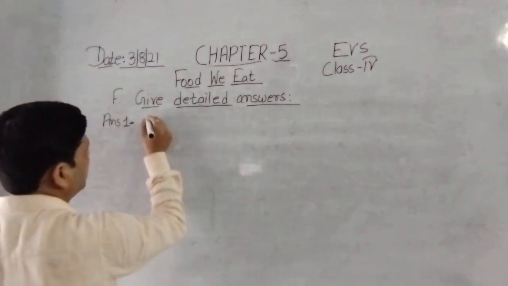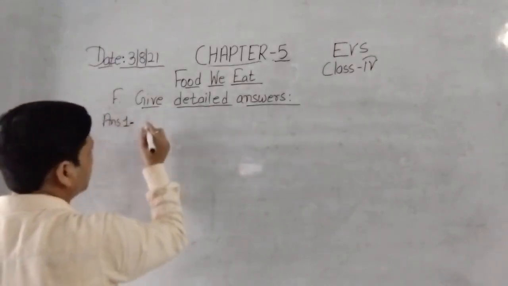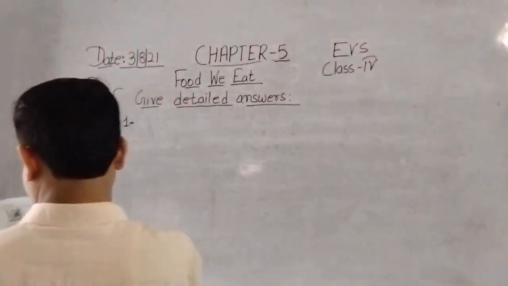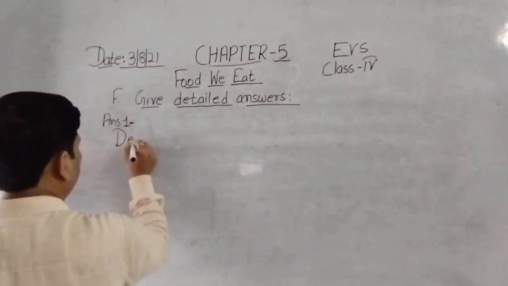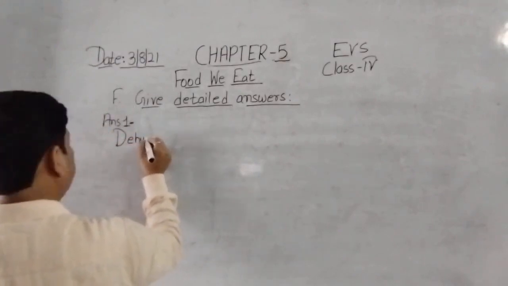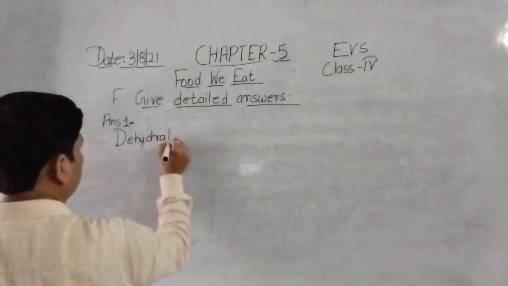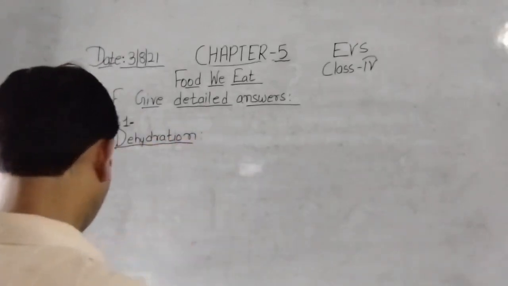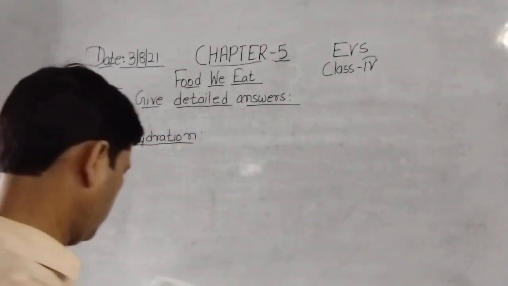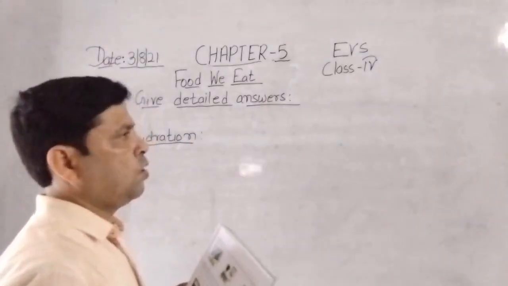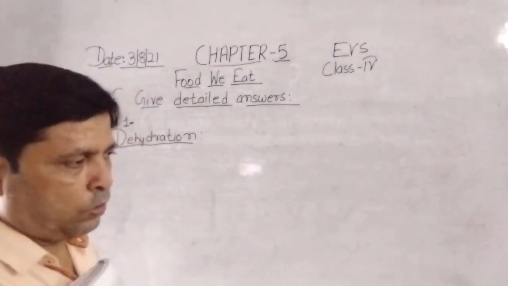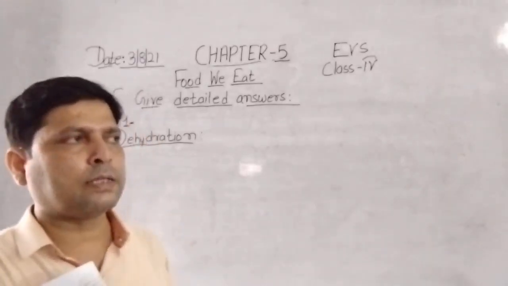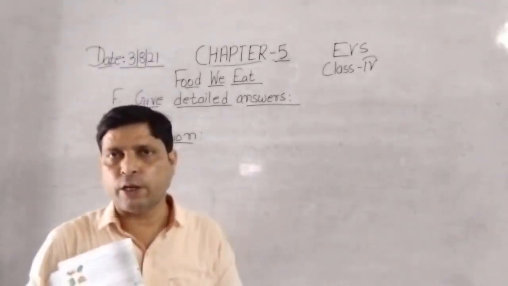Fourth point is the dehydration. So in this method the food items are exposed to the sunlight. So the water is removed.